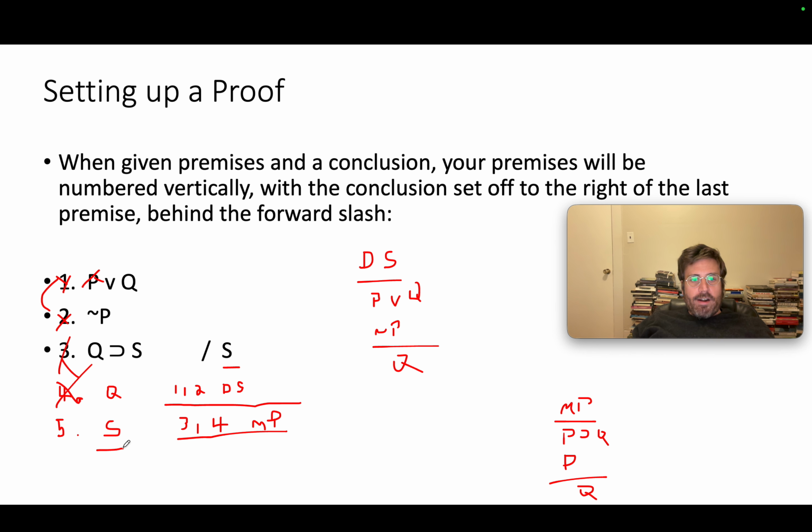And once we are there, we have S. We have arrived at our conclusion. So this is a complete proof procedure, which required 2 lines and 2 rules, disjunctive syllogism and modus ponens. All right.